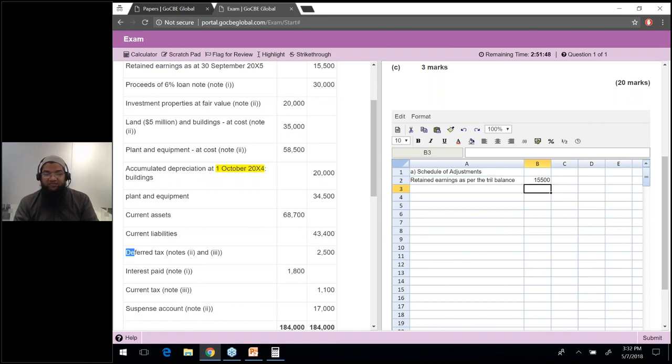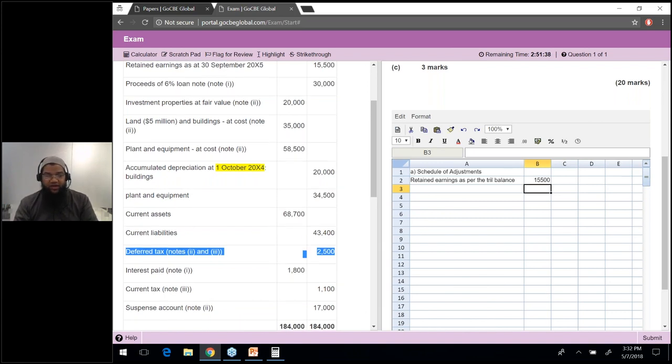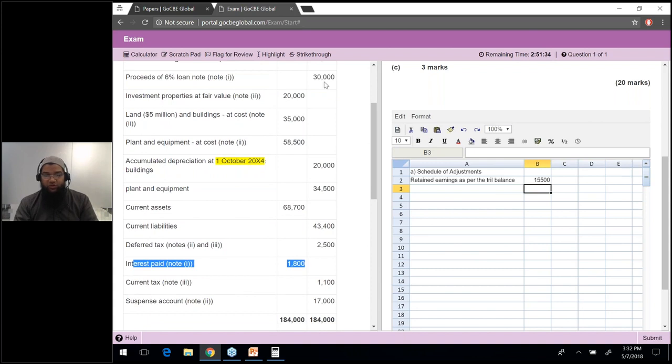The deferred tax value given to you in the trial balance will normally be the brought down balance. We will be calculating the carried down, and then we'll be preparing a movement, a double entry. And then we have some interest paid of 1,800 that would probably relate to this proceeds of 6% loan notes. The loan was of 30,000. The interest rate is 6%. So 30,000 into 6% will give us 1,800. And this is the value provided to us in the trial balance.